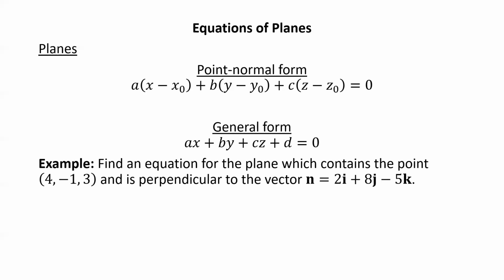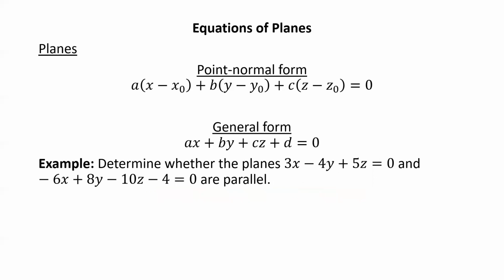Okay, this question is perfectly set up for us to simply put our answer in point normal form. So we get 2 times x minus 4 plus 8 times y minus negative 1, or equivalently y plus 1, minus 5 times z minus 3 is equal to 0.